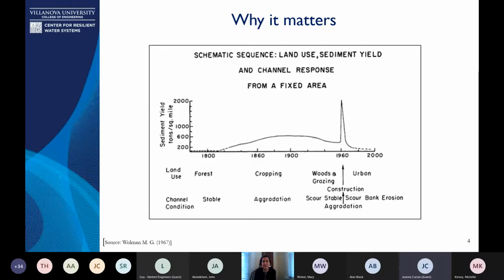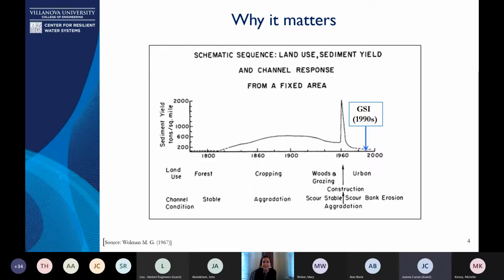lower sediment yield when it's forested, and then you start developing the land through agriculture and through different types of land and watershed development. And then once you get to urban, you have this constructed area, and you get a whole lot of sediment coming into the system.